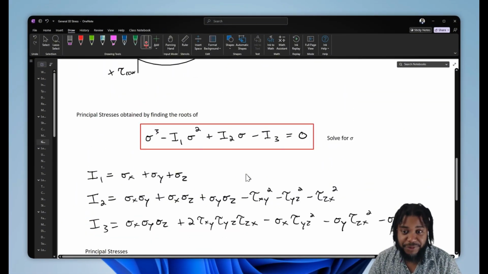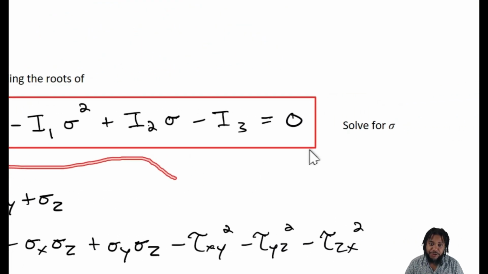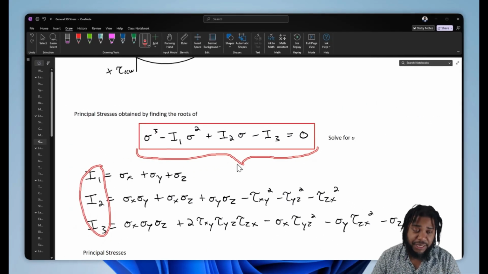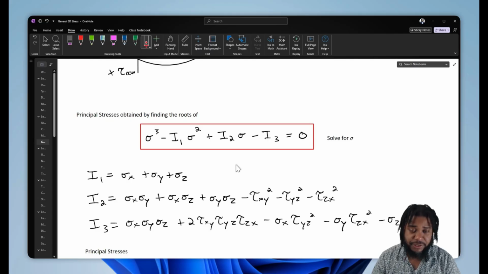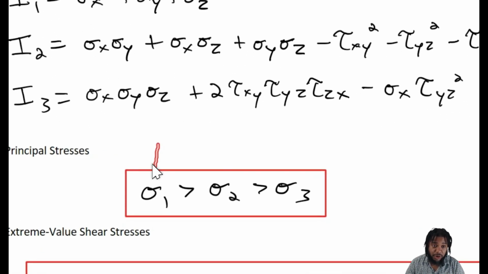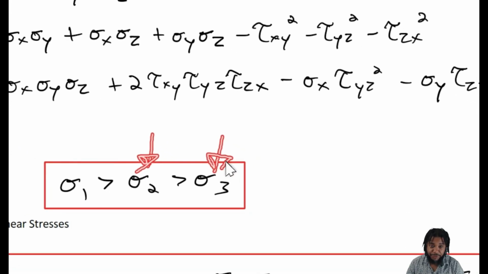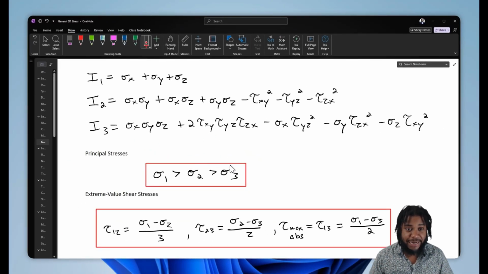But if we are given our stress element, if we know our normal stresses and shear stresses, we can calculate these identities, and then we're left with this polynomial that we need to solve, and we can just throw that in our calculator, a TI-86 calculator, and solve for those stresses. What's important to note, however, is the order of the stresses. The largest principal stress is sigma 1. The second largest is sigma 2. And the smallest is sigma 3. So we sort them by their magnitude.